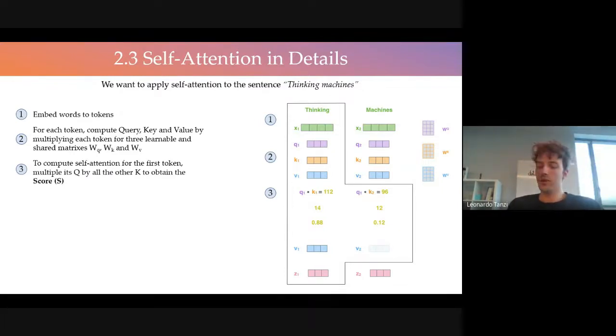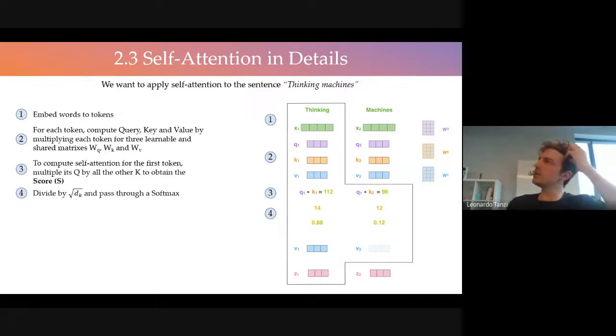This is the idea of the query is the tag. When you're searching for the word thinking, you're searching through a filing cabinet and use the query of that word to compare with the key of all the other words. So you compute this value that is called a score value, and it's actually the amount of focus to put on a word. Then you divide by a constant to regularize.